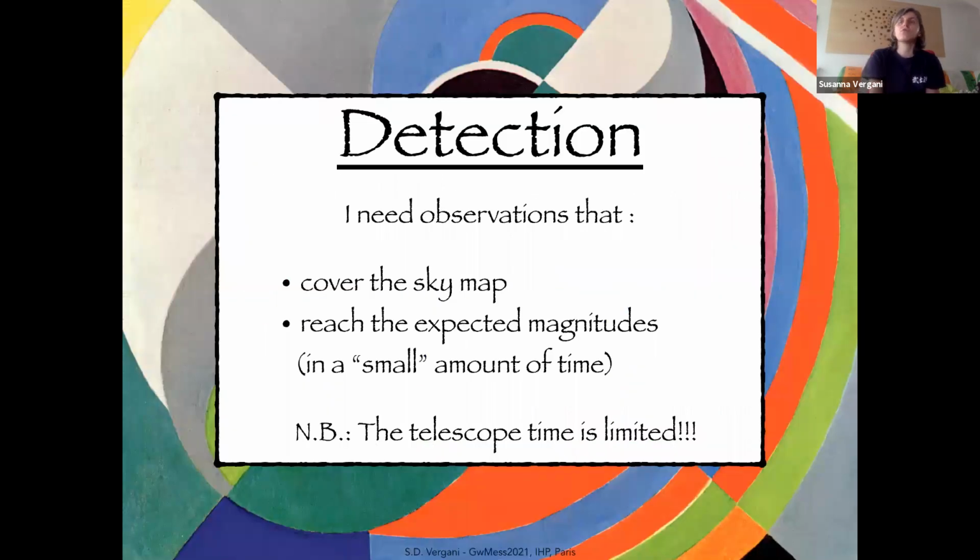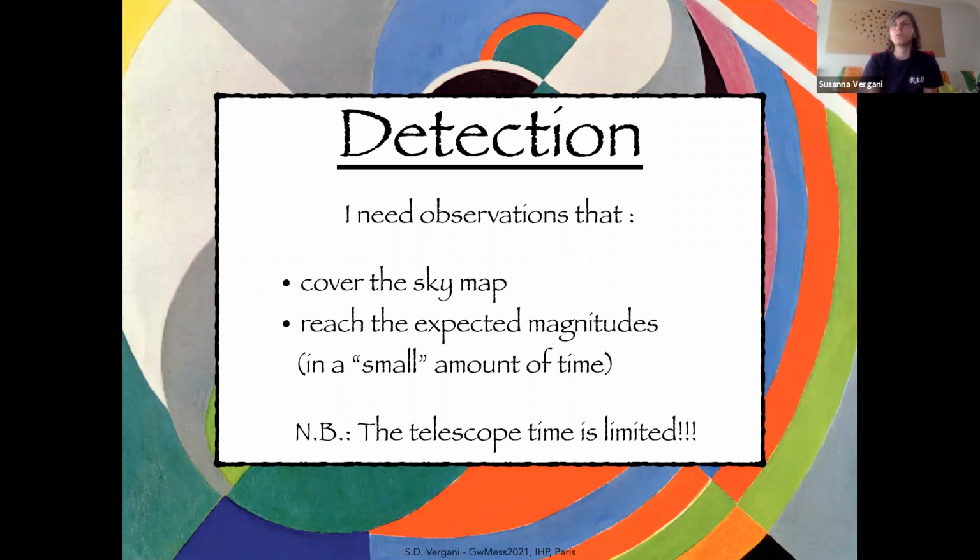So what do I need to detect the kilonova? I need observations that cover the sky map and that reach the expected magnitude. And I need to perform such observations in a quite small amount of time, okay? Because then the flux becomes fainter and fainter and disappears, okay? And in all that, you have to take into account that our telescope time is limited.